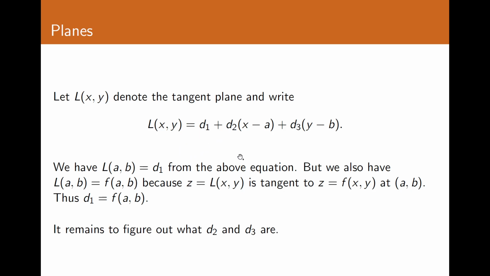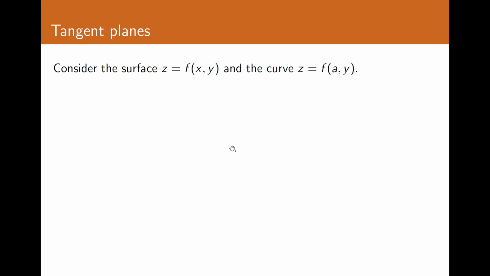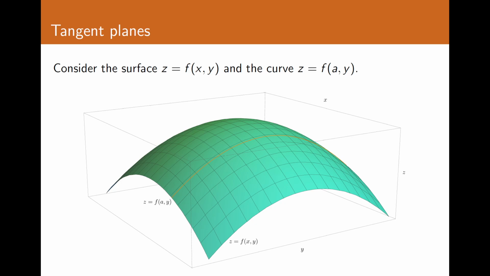So now we need to figure out what D2 and D3 are. And if it's going to follow the same pattern that the tangent line is, those should have something to do with the derivative of f. So let's look at how that works. So let's look back at our surface and let's fix the value for x. So we're just going to fix the value a.